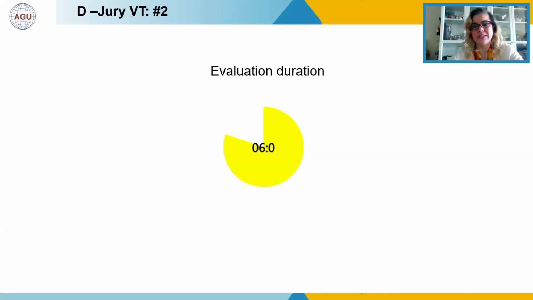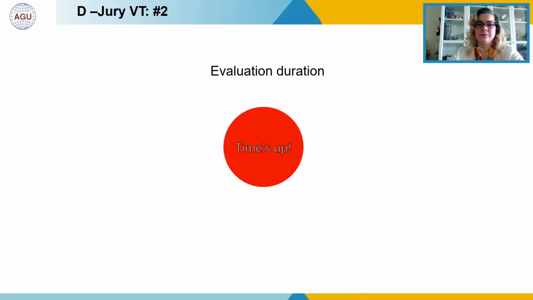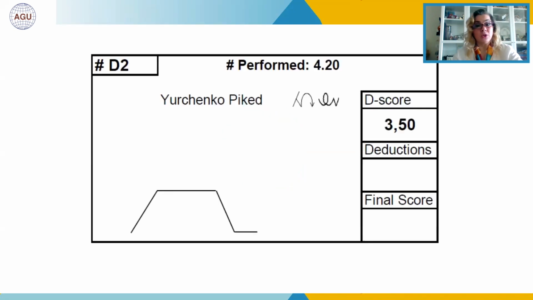And last few seconds. And time was over. Let's see what vault we had. Yurchenko pikes. Remember, if there is no open at all in the hip angle, then we consider it pike. And it's a vault from group 4. So the number is 420 and the D score is 3.5.